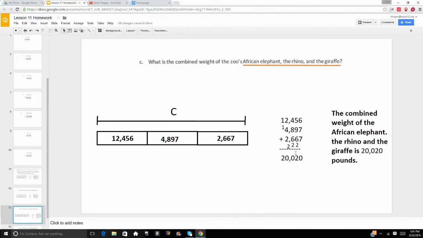Let's see. Well, 6 plus 2 is 8, and 8 plus 8 is 16. 16 plus 4 is 20. Ooh. So that would give us 2 thousands. 2, 4, 6 plus 4 is 10. And 1 plus 1 is 2. So the combined weight of the African elephant, that should be a comma, the rhino, and the giraffe is 20,020 pounds.